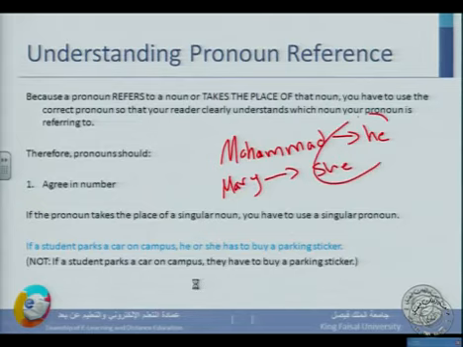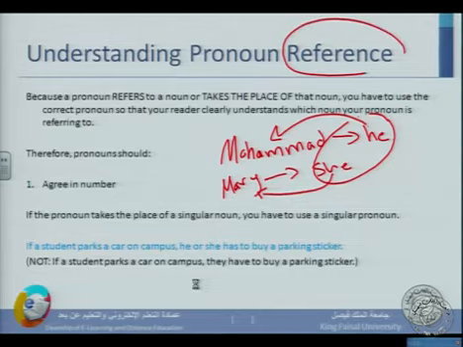هذه بنسميها pronoun ضمير. He refers to Muhammad. She refers to Mary. هذه معناها reference، بمعنى الضمير بيرجع لأي اسم. Because a pronoun refers to a noun or takes the place of that noun, you have to use the correct pronoun so that your reader clearly understands which noun your pronoun is referring to.